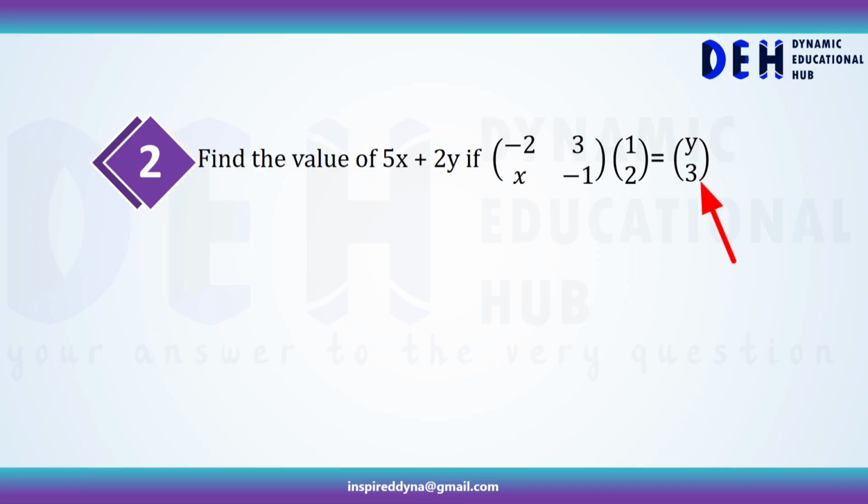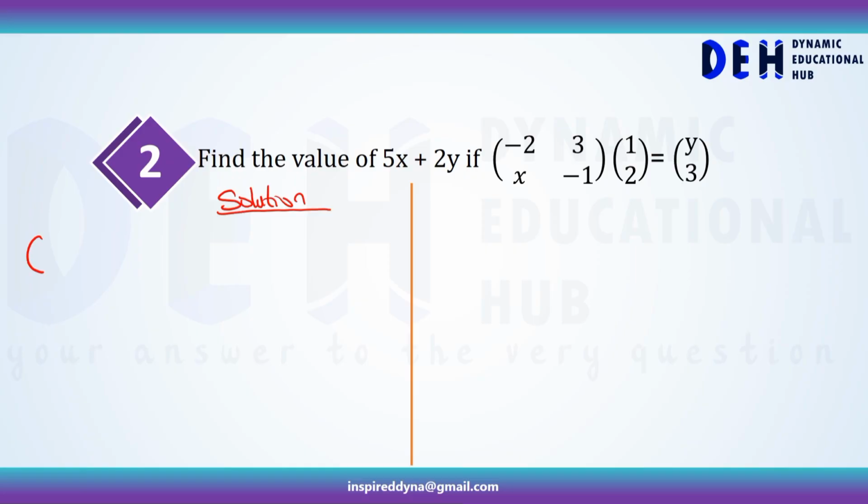Now what you just need to do in solving this type of question is find the multiplication of this matrix and this matrix. When you get your answer, you can use it to find the value of x and y. Then you can substitute for x and y here. Let's see how to solve that very fast. Let's have the solution here.